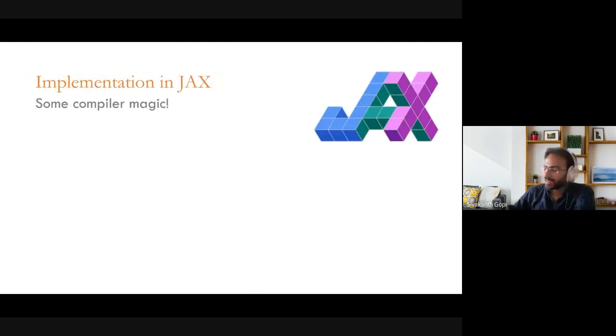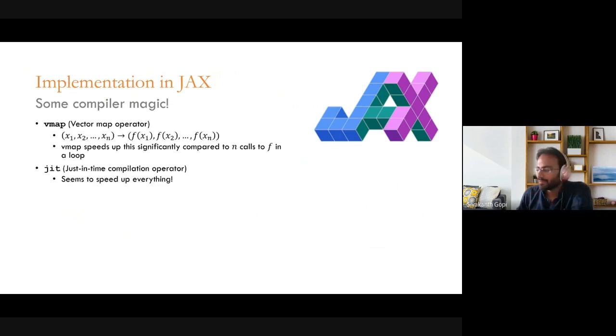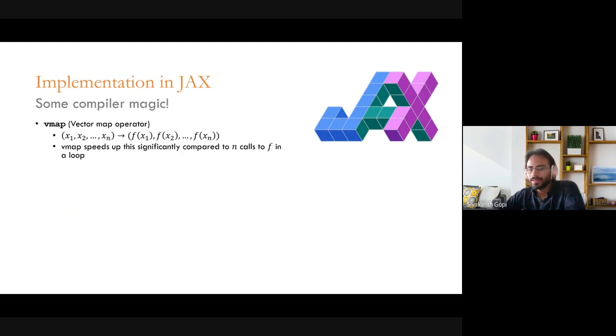So then there's the new framework called JAX, which I did not know about before, but it has some amazing compiler magic. It has these two primitives, called VMAP, which is a vector map operator. What this means is if you want to compute the same function on multiple inputs, this VMAP operator does it much faster than just calling this function n times in a loop. It does some kind of parallelization and optimization, and it speeds things up by a factor of 100 or something like that. It's some crazy operator which does compiler magic to really speed this up.